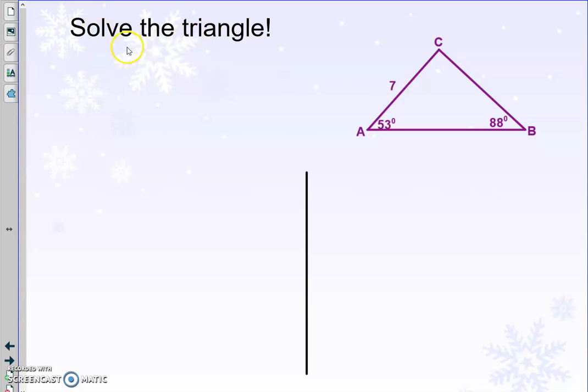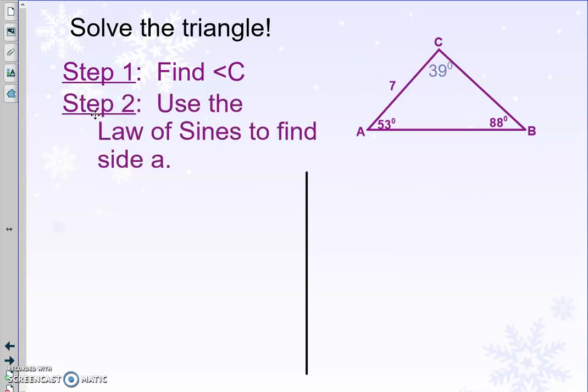Solving the triangle means we're going to find every single side and every single angle within that triangle. So I think the first thing we're going to do is the easiest thing, and that's we're going to find angle C. So basic subtraction gets us angle C, and look at that, we have it right here. It's 39 degrees. Well, now that we have angle C, let's go after some of the sides. And the side I'm going to go after first, although it doesn't matter, is side A. So let's find side A using the law of sines.